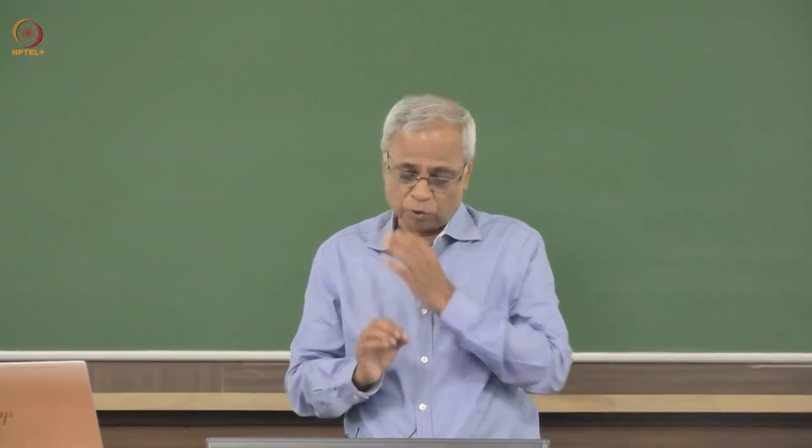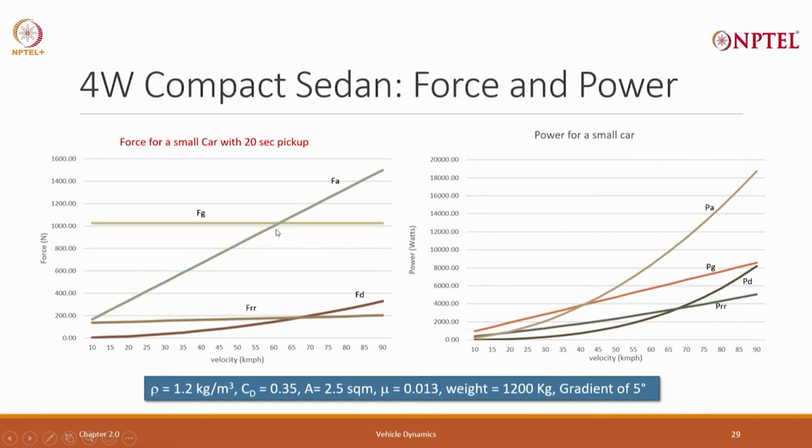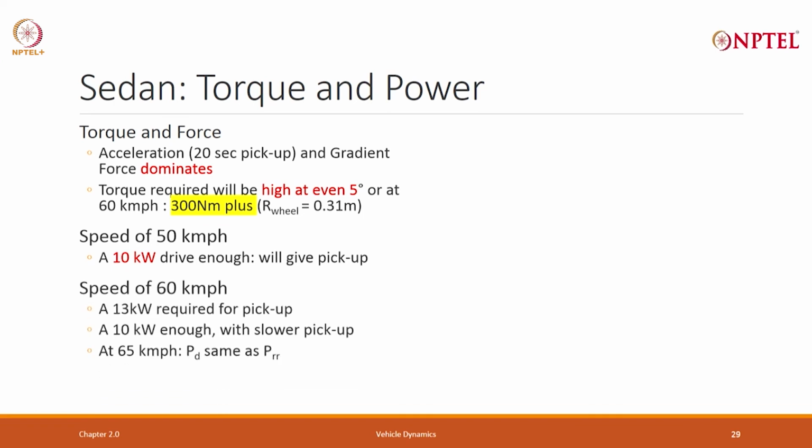That is the torque and force, and by and large at 60 kilometer per hour that will also give you sufficient acceleration. If on the other hand I take a speed of 50 kilometer per hour, a 10 kilowatt drive is enough. I just showed you, for 60 kilometer per hour, you require about 13 kilowatt. For pickup, 10 kilowatt is enough, a slower pickup. So, 10 to 13 kilowatt is required.